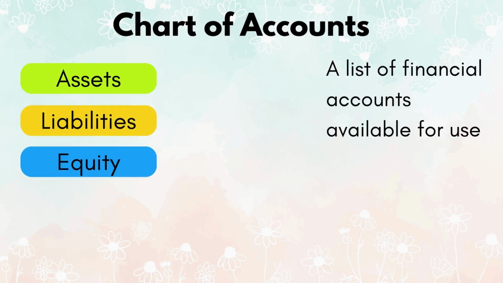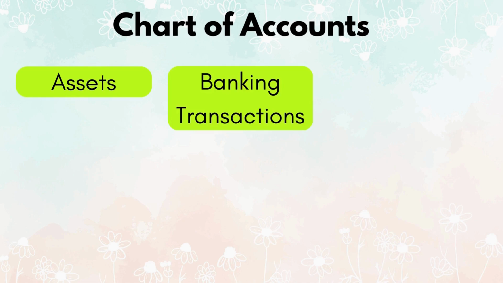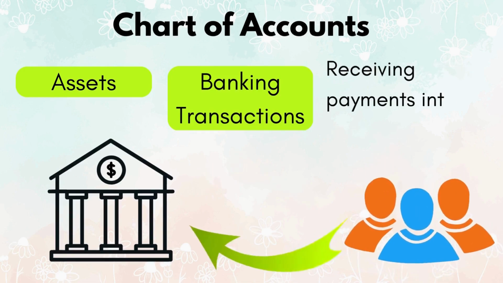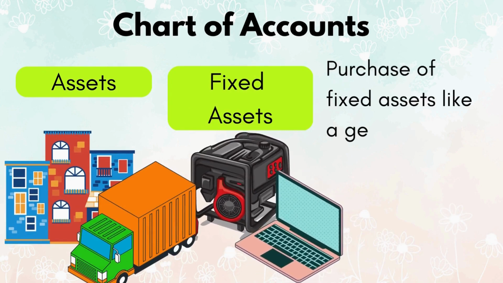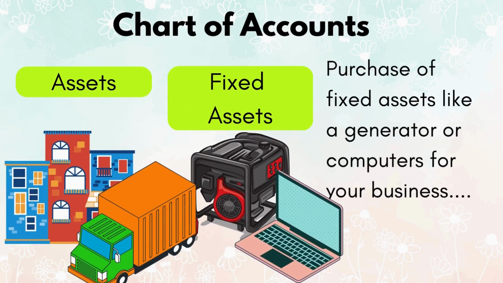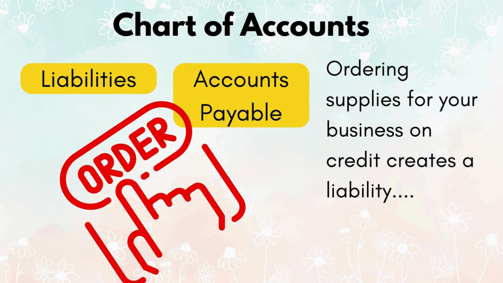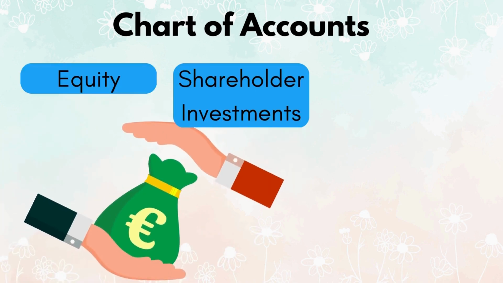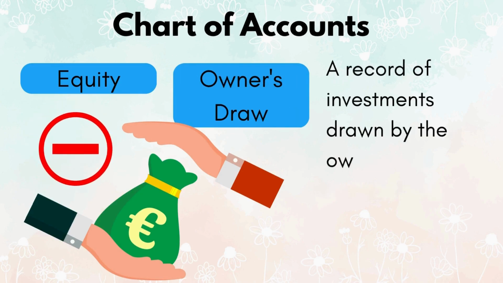The chart of accounts is a list of accounts that helps you group your financial activities into different categories such as banking transactions, that is making a payment from or receiving a payment into a bank account. Asset transactions, for example, when you purchase a generator or computer for your business. Liabilities, an example is when you order supplies for your business on credit or when you take a loan from a bank. Owner equity, when you make cash investments into the business or when you draw cash from the business, also known as owner draw.